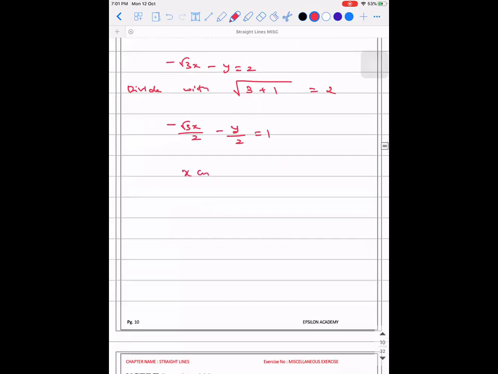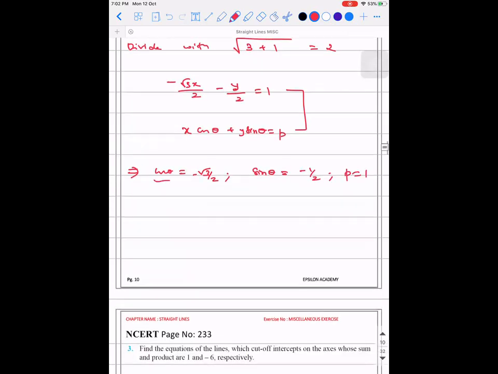Right. So x cos theta plus y sin theta is equal to p, and this line are the same. If they are the same, when you do the comparison, cos theta will be root 3 by 2 with a negative sign. Sin theta will be minus half. p will be 1. So cos theta is minus root 3 by 2. Sin theta is minus half. Cos and sin both are negative. Which quadrant is it? Third quadrant.